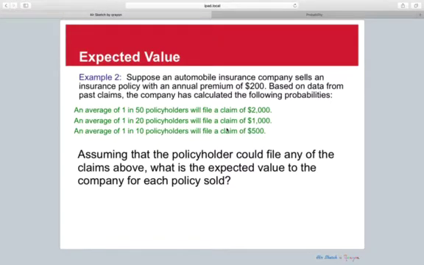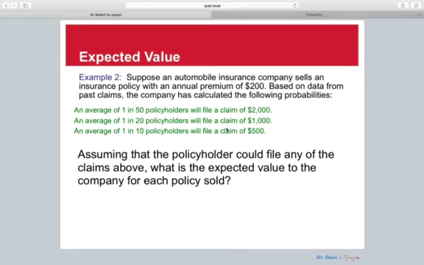An automobile insurance company sells an insurance policy with an annual premium of $200. An annual premium is just what you have to pay every year to have this auto insurance. So you pay them $200 a year, and based on data from past claims, the company has calculated the following probabilities. 1 in 50 policyholders will file a claim of $2,000.